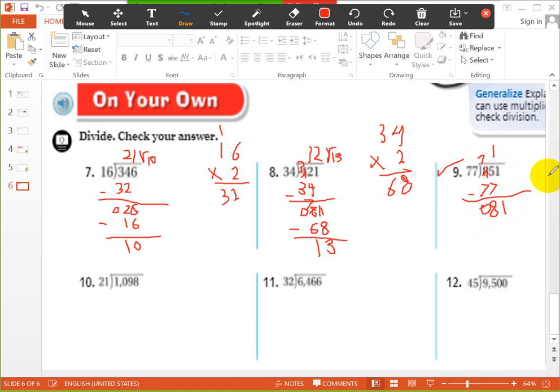81 divided by 77. How many 77s in 81? I think it's very easy. It will be also 1 in the ones digit. Now 1 multiply 77 equals 77. Then I will subtract. 1 minus 7 equals what? I have to borrow from the 8, so it will be 7 and this one will be 11. 11 minus 7 equals 4, and 7 minus 7 equals 0. I can't divide 4 by 77, so it will be a remainder 4.